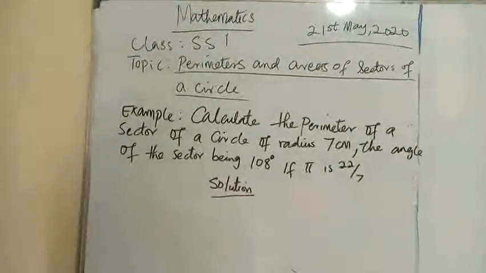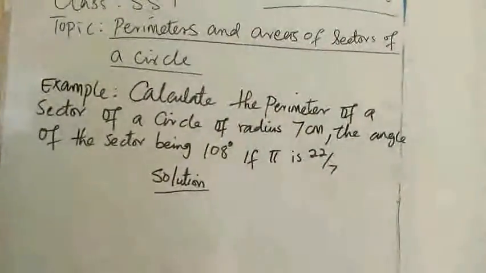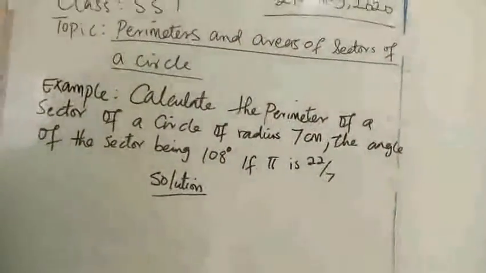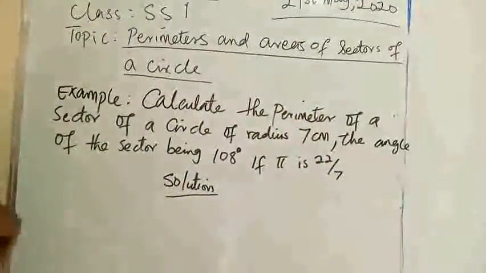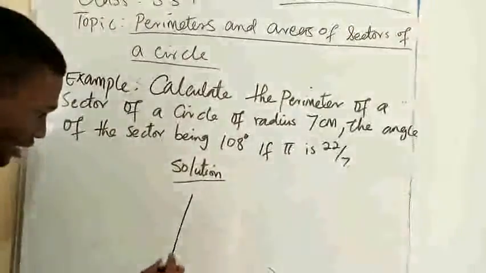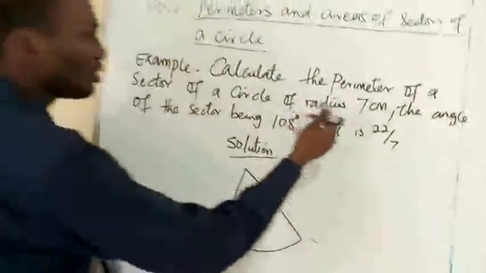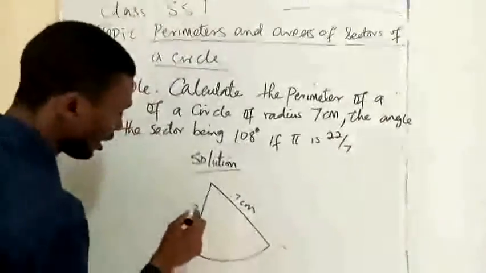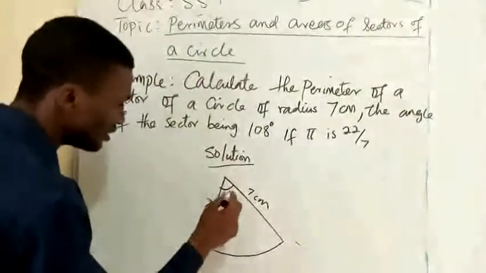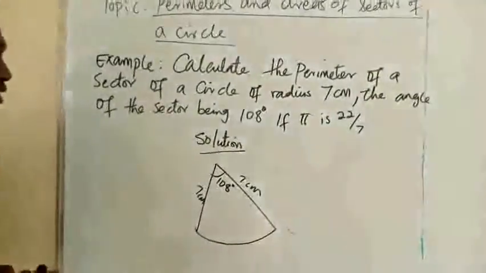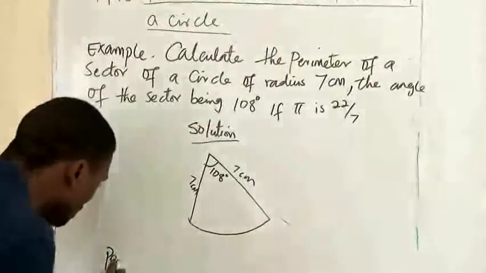Alright, calculate the perimeter of a sector of a circle of radius 7 cm. The angle of the sector being 108 degrees, if pi is 22 over 7. For us to calculate the perimeter of this sector, we first make a sketch of the sector. We say it has radius 7 cm, so we have 7 cm, 7 cm. The angle of the sector being 108 degrees, and that we take pi as 22/7. Remember our formula for the perimeter of a sector.